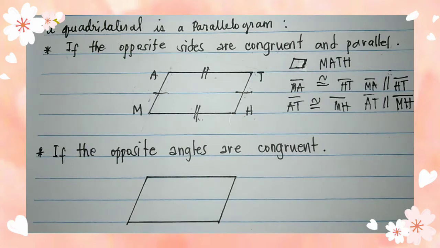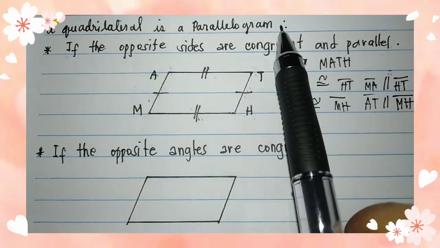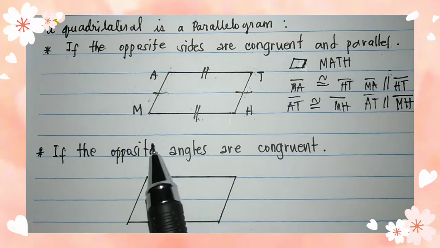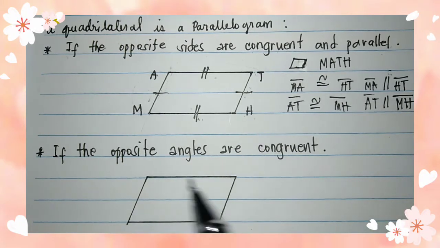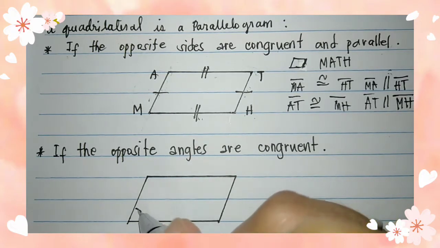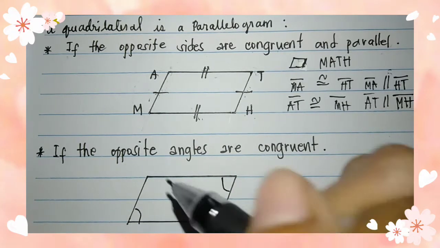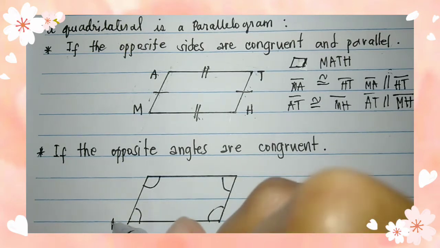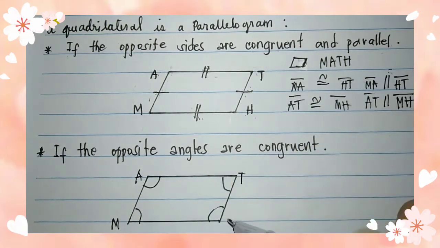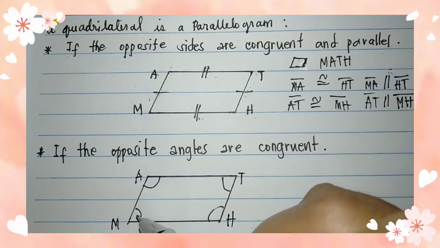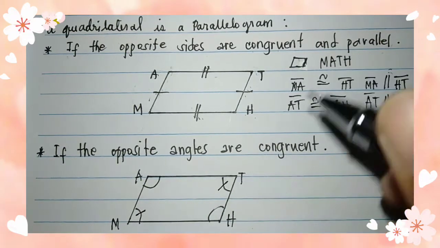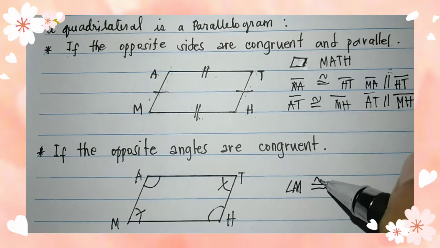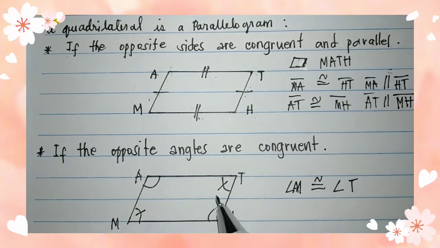For our next property, a quadrilateral is a parallelogram if the opposite angles are congruent or if two opposite angles are congruent. So, when we say angle, ito yan. Yan, so ilagay na natin. So, opposite daw. Ibig sabihin yung magkatapat na angles are congruent. So, we have, first, parallelogram MATH. And we have this one, angle M and angle T. Angle M is congruent to angle T, right?